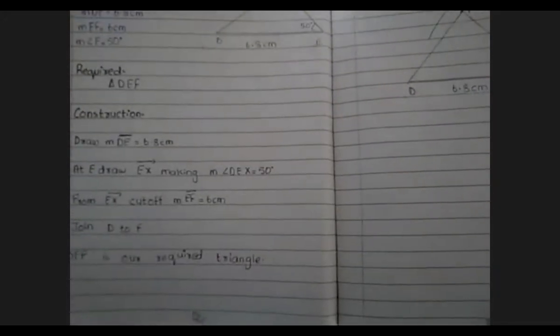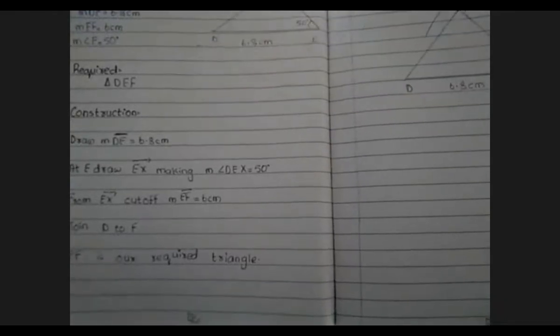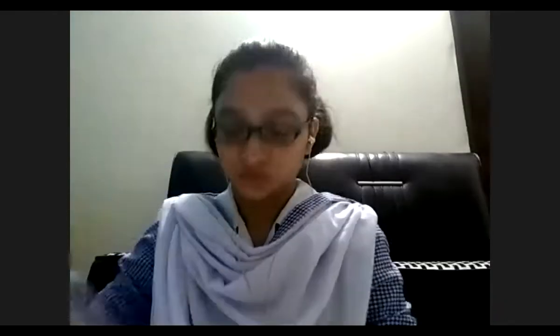Move towards the right, a little bit right. Yes. Now from X, cut off EF is equal to 6. Bilkul sahi. Okay. Turn the page and show me the question of exercise 4.4. Quickly.